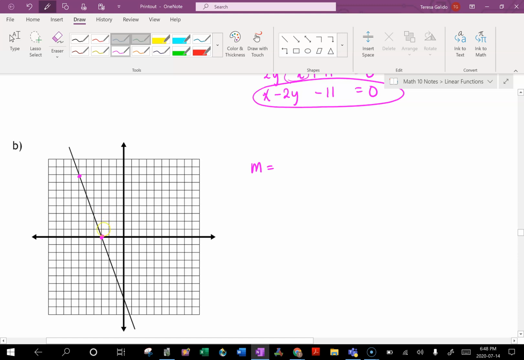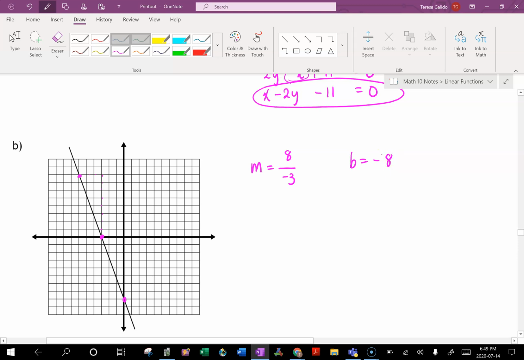Okay, so I go up 1, 2, 3, 4, 5, 6, 7, 8. And so I'm going up 8 and 1, 2, 3, I go to the left 3. So my slope is 8 over -3. Can I identify my b? Yeah, here. This is my b. My b is actually -8.